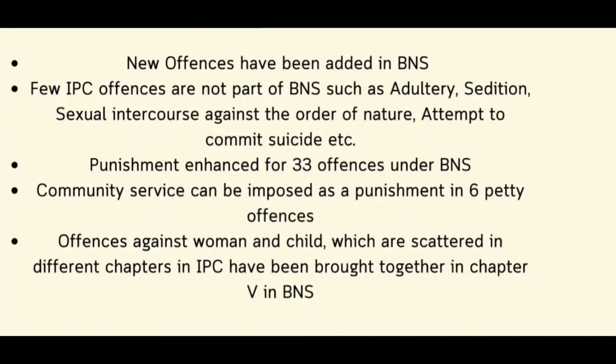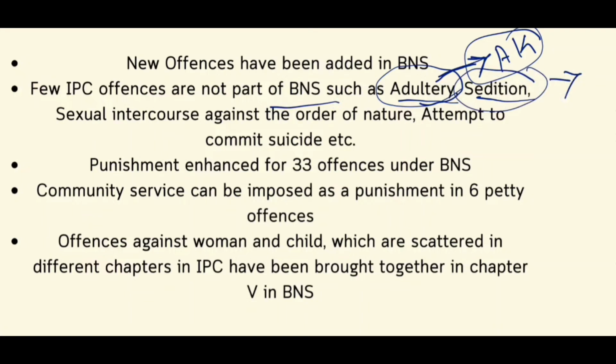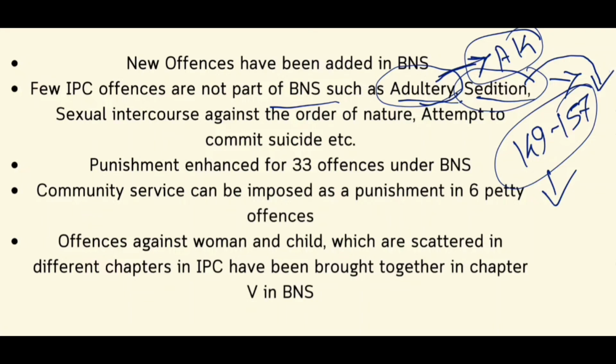Then, a few offenses are not part of the BNS, such as adultery and sedition. Since adultery has been declared violative of Article 14, equality before law, and it was gender discrimination, that's why adultery has been removed as an offense under the BNS. And sedition has been given another name; when we discuss sections 149 to 157, we will discuss the definition of sedition and the new name given to it in the BNS. And sexual intercourse against the order of nature has been removed.